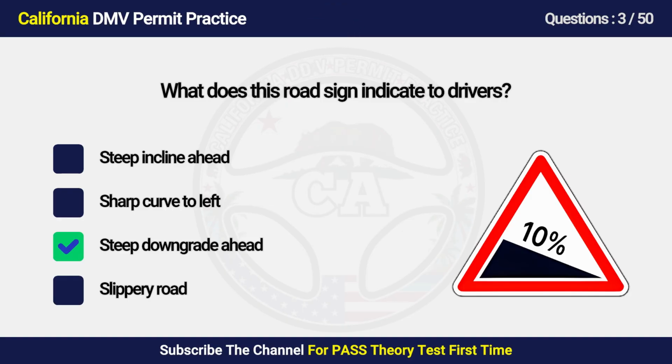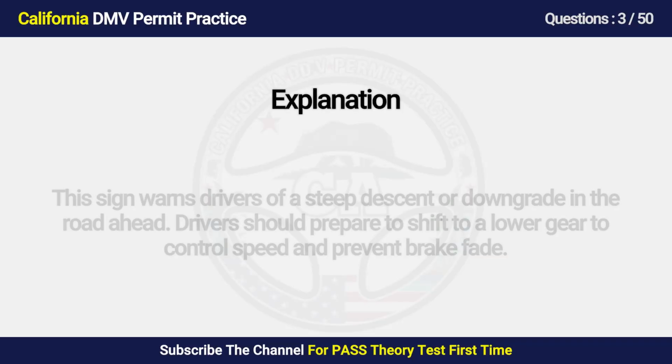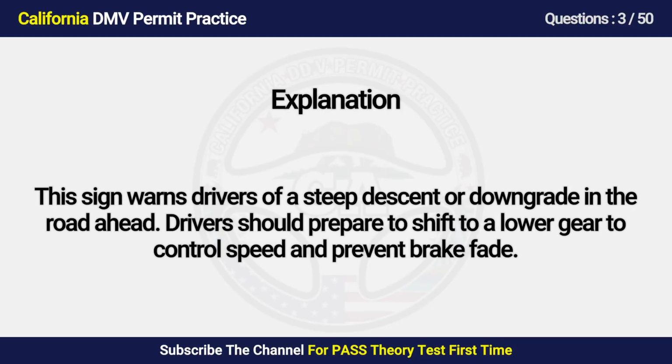Answer is C. Steep downgrade ahead. This sign warns drivers of a steep descent or downgrade in the road ahead. Drivers should prepare to shift to a lower gear to control speed and prevent brake fade.